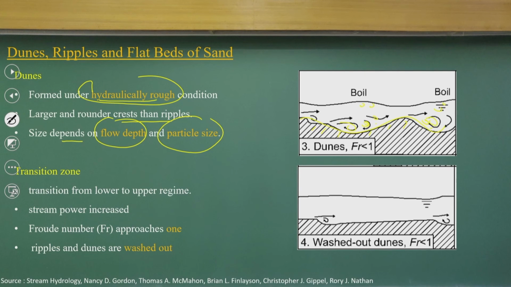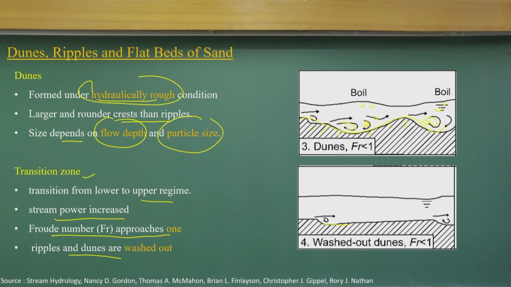If you further increase the stream power, and the flow Froude number comes closer to 1, then these domes will be washed out. It will have a transitional zone, from the lower to the upper zone of the stream power. The ripples and domes will be washed out, and again it will become a plane surface.